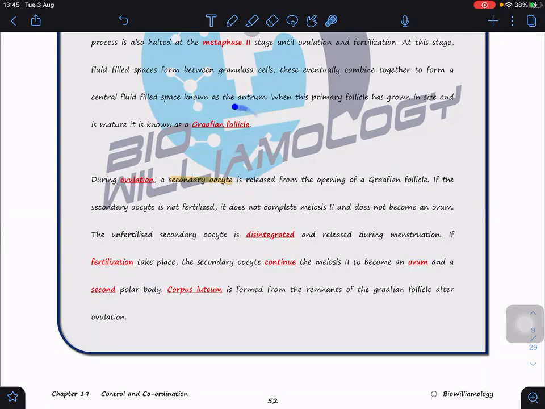And the Graafian follicle, after it releases the secondary oocyte, then forms the corpus luteum after ovulation takes place. Okay, so tomorrow or next lesson, you will be able to see the entire picture clearly when we involve the menstrual cycle and the hormones involved in the menstrual cycle.